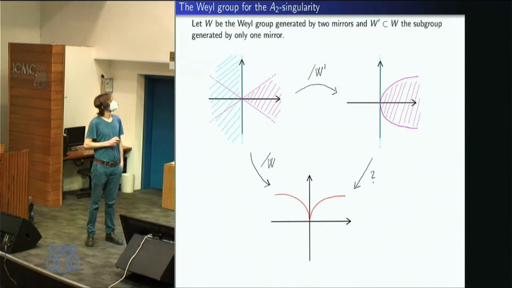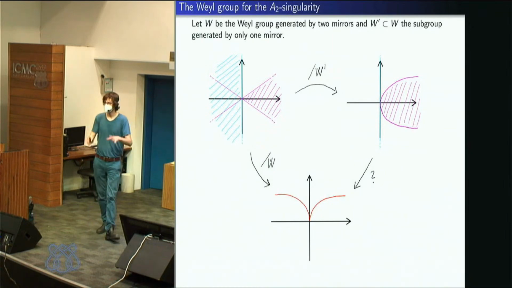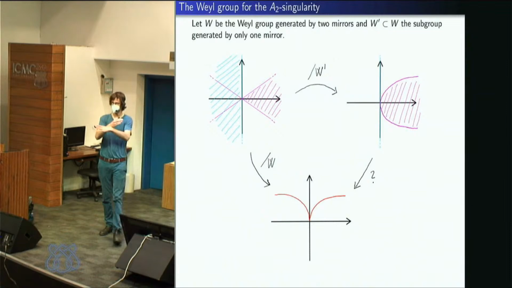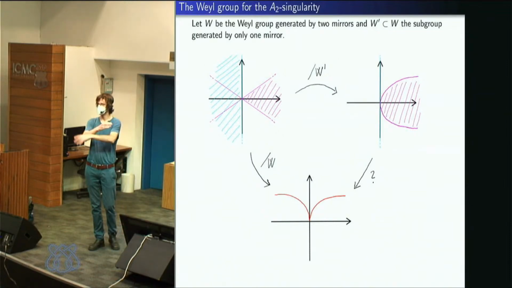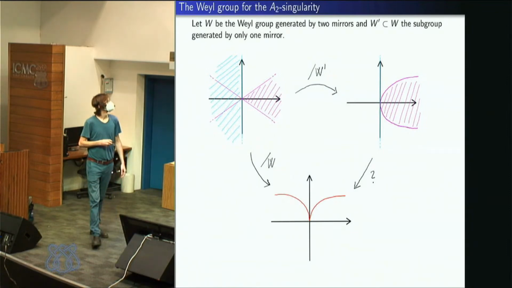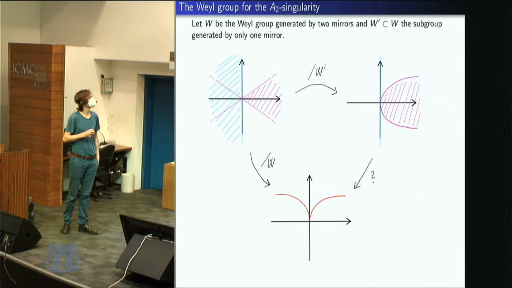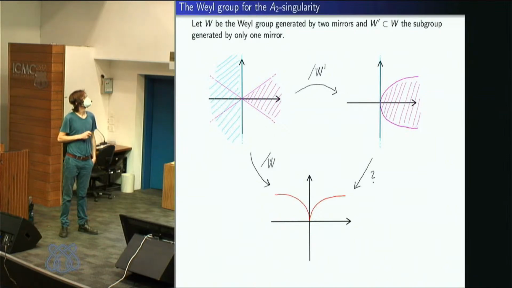When you have this Weyl group, you could take one of the mirrors out, right? You have, in this case, two mirrors that generate the whole group. Now take out one mirror and see what's left. And you get a subgroup W tilde, W prime, right? And you can take the quotient only with respect to this subgroup, right? Then this half will be reflected on the other half of the space.